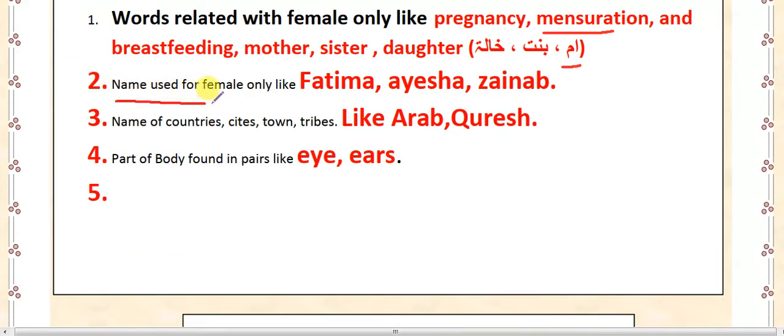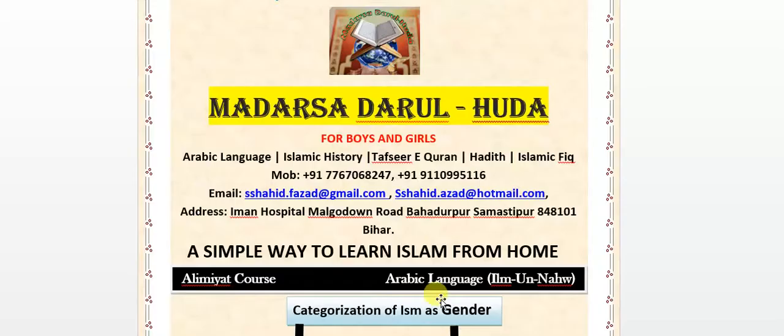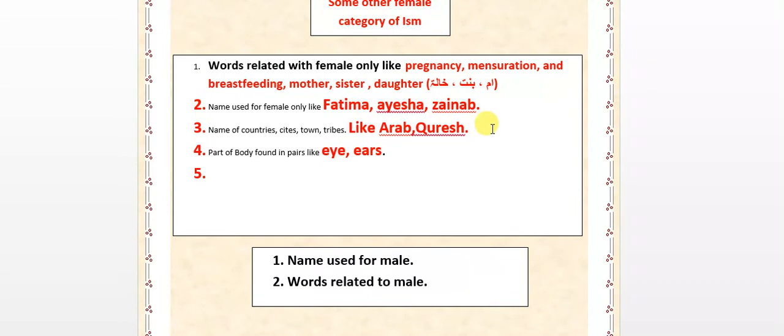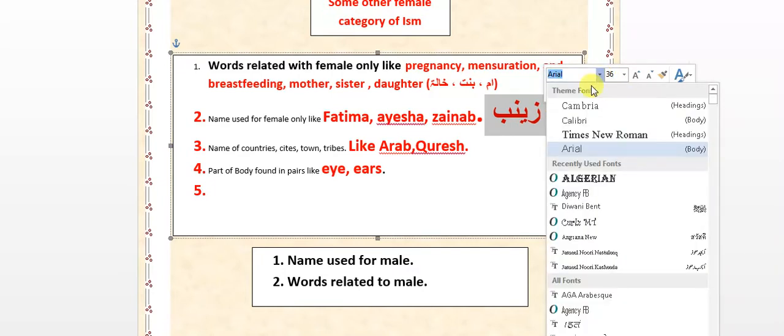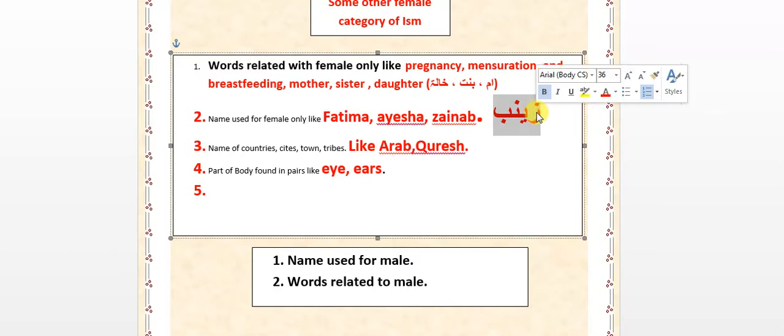The second one is a name used for females only. If there is any name which is only used for females, we say that this word is also female, like Fatima, Aisha, Zainab. Let me write Zainab in Arabic for you. I wrote here Zainab. You can see that Zainab doesn't have any property of muannas on it. Rather, we are saying that Zainab is muannas. Why? Because Zainab is a name which is only used for females.